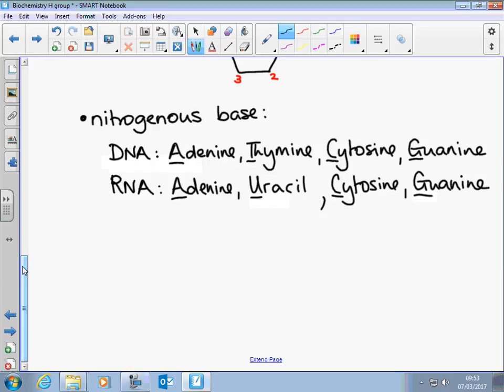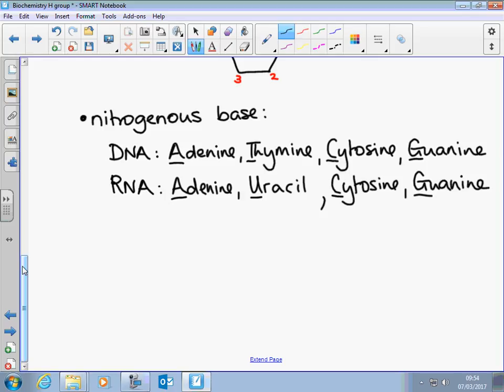Now, some of these are made of a single ring, and some of them are made of 2 rings. And you'll see those on your diagram sheet. If you look just under that 5-carbon sugar, you'll see 2 diagrams underneath it here. It's really important that some are made of 2 rings and some are made of 1, because they're going to have to pair up in DNA. You know about DNA being double-stranded, don't you? This idea of the double helix.